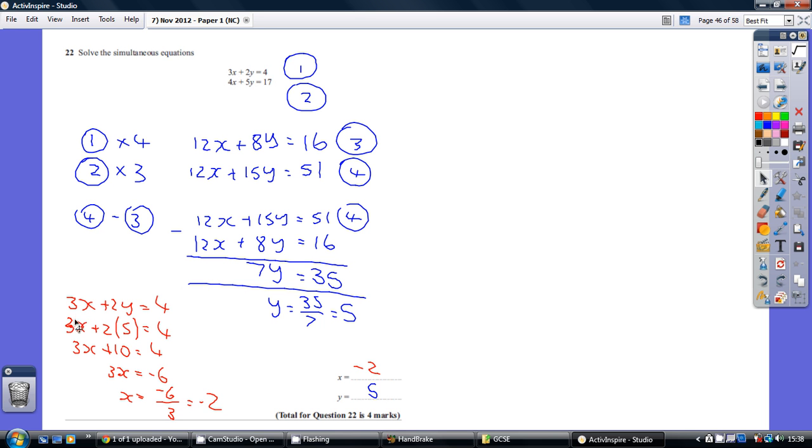So I've done this down here in red. So there's my first equation. I now know that y is 5, so I'm going to replace the y with a 5, 2 fives being 10. So I've got 3x plus 10 equals 4. Undo the adding 10 by taking away 10 from both sides, so 3x equals minus 6. Divide through by 3 to undo this timesing by 3, so x is minus 6 over 3, which is minus 2. So my final solution: x is minus 2, y is 5.